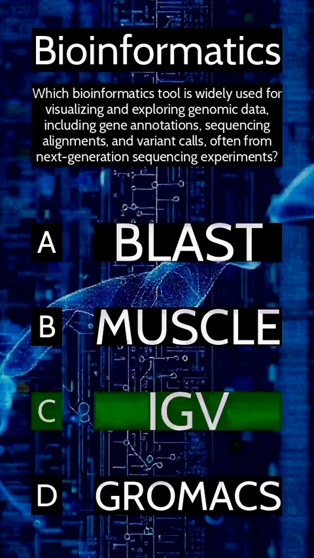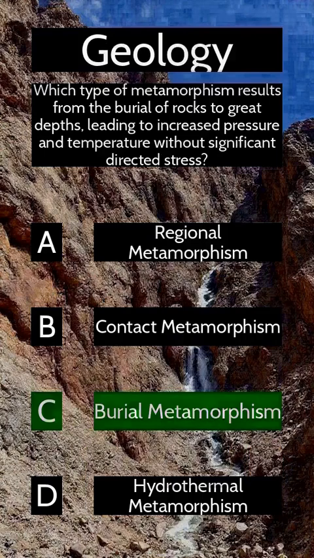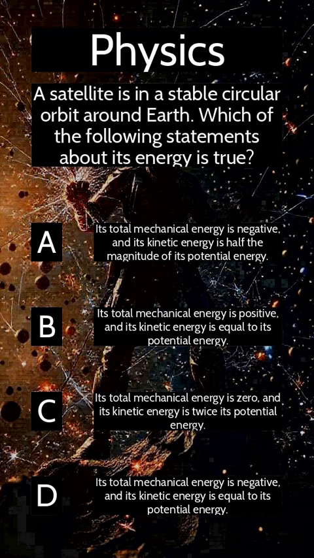Answer C. IGV. Which type of metamorphism results from the burial of rocks to great depths, leading to increased pressure and temperature without significant directed stress? Answer C. Burial metamorphism. A satellite is in a stable circular orbit around Earth. Which of the following statements about its energy is true? Answer A. Its total mechanical energy is negative, and its kinetic energy is half the magnitude of its potential energy.